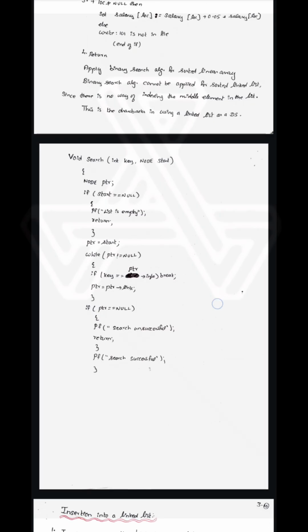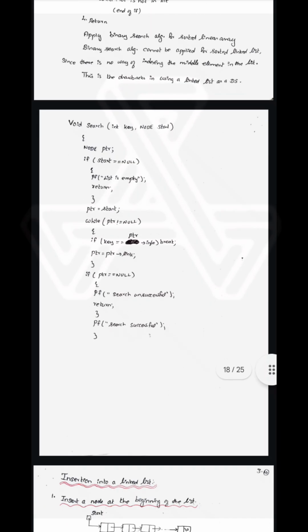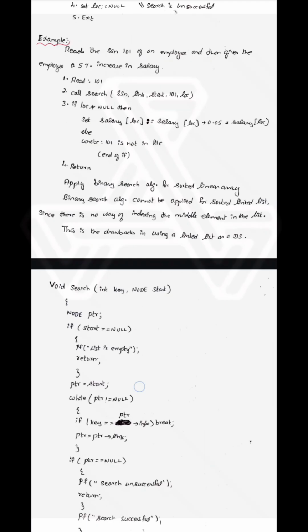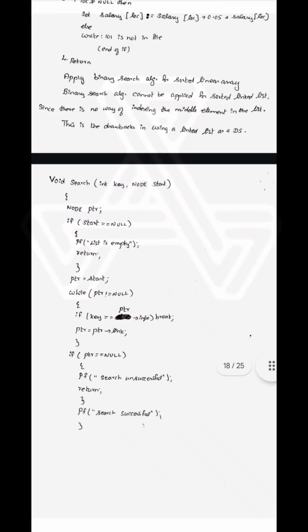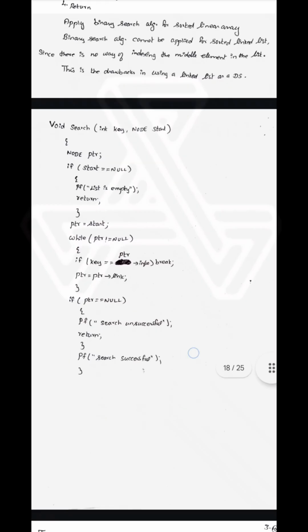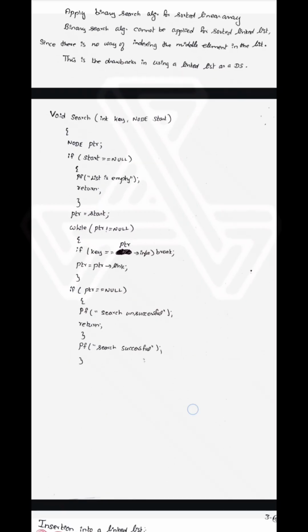Void search, key, node start. Node PTR. If start equals null, then the linked list is empty. Return. PTR equals start. While PTR is not equal to null, if key equals PTR info, then break. PTR equals PTR link. If PTR equals null, search unsuccessful. Return. Search successful.